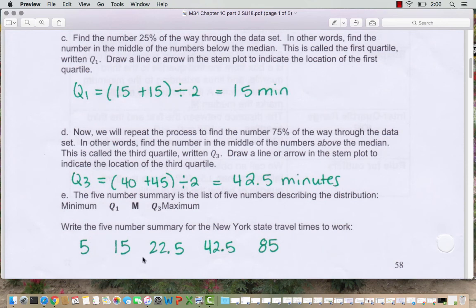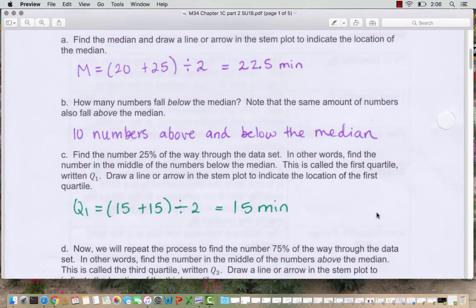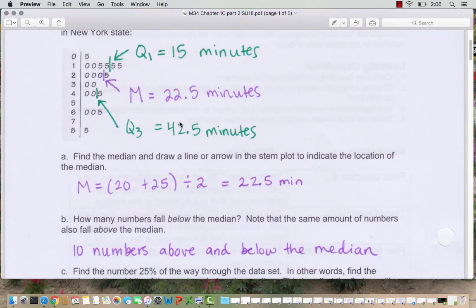So we can look to see from quartile 1 to the median, that's 7.5 minutes, whereas from the median to quartile 3, that's 20 minutes. So looking at the 5-number summary, we see there's more spread in the data between the median and quartile 3. If we look back up at the stem plot, we see that from the median to quartile 3, the data is more spread out from 25 minutes all the way up to 42.5 minutes. So it's a further stretch for the data.